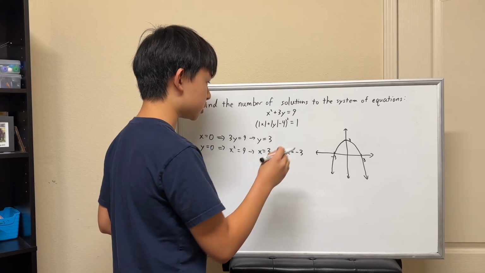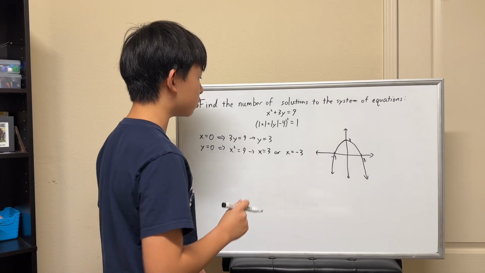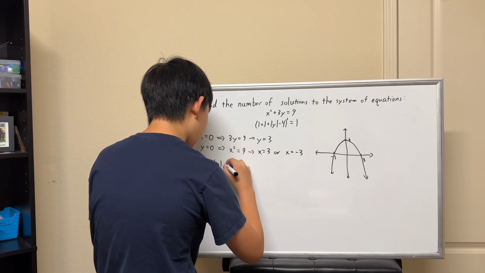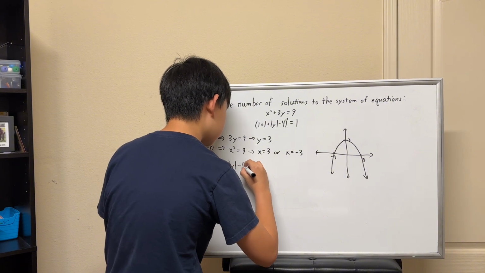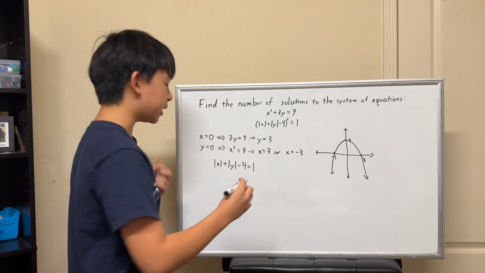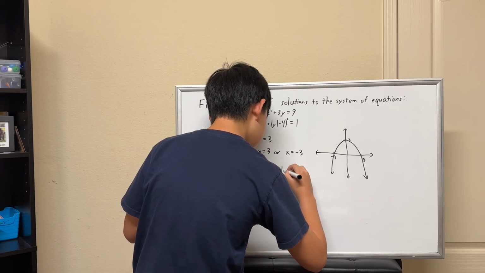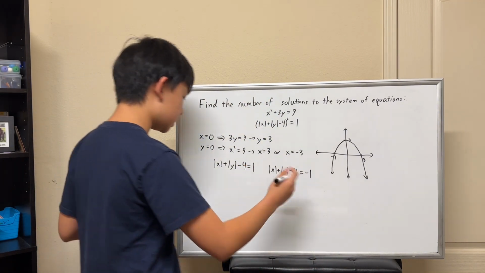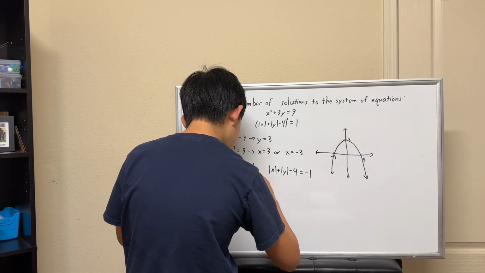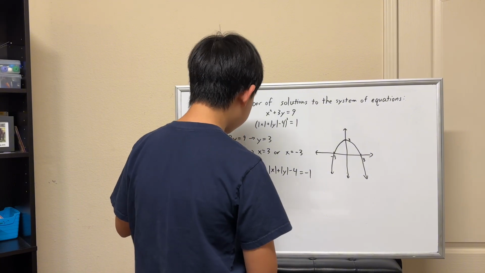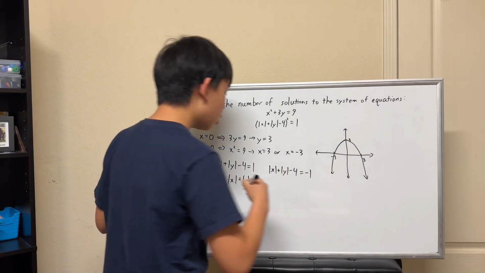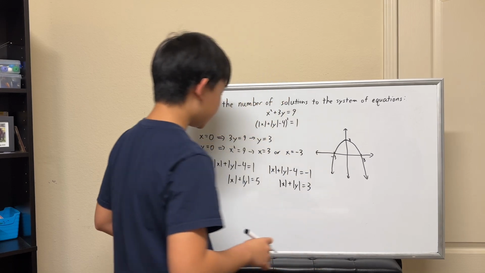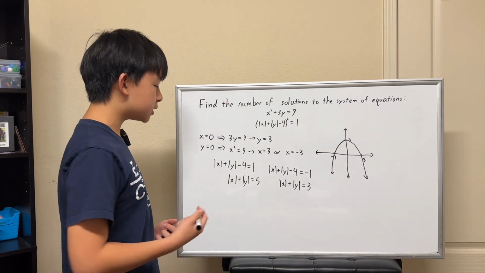Because we have the whole expression squared, just like we did with x squared equals 9, we need to consider two separate cases. The first is where the absolute value of x plus the absolute value of y minus 4 equals 1, or we can have the same expression equaling negative 1. And then we can simplify both of these cases to give us the absolute value of x plus the absolute value of y equals 5, or it can also equal 3. And now we can graph both of these equations separately.